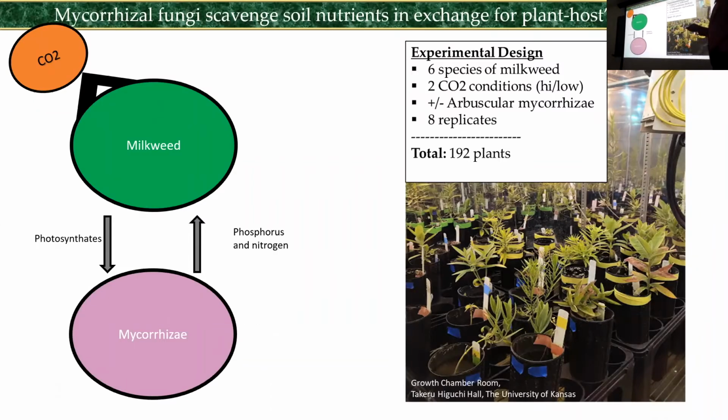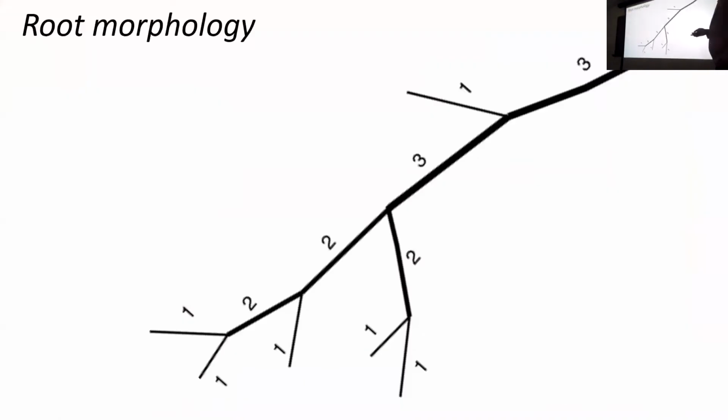The reason I chose 3.5 times ambient level is because that was a previous level that was found in the fossil record. The presence and absence of mycorrhizal fungi, so a mycorrhizal community where the inoculum was introduced into the soil, as well as sterile inoculum. And this was replicated, there were 8 replicates for a total of 192 plants. And the parameters that were measured included biomass, as well as root morphology.